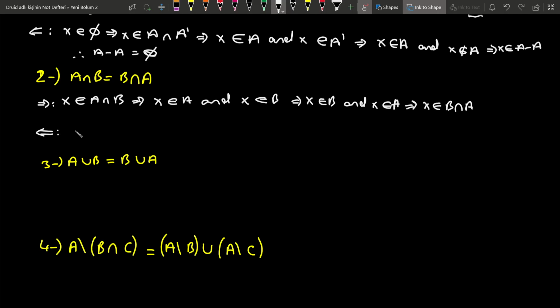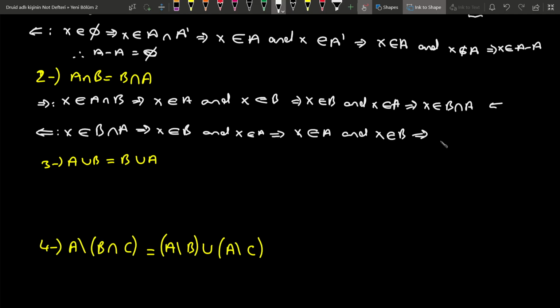We can just start here and finish here. It's the same thing. B intersection A. This means X belongs to B and X belongs to A. From this we get X belongs to A and X belongs to B. This is going to give us X belongs to A intersection B. From these, we can say A intersection B is equal to B intersection A.